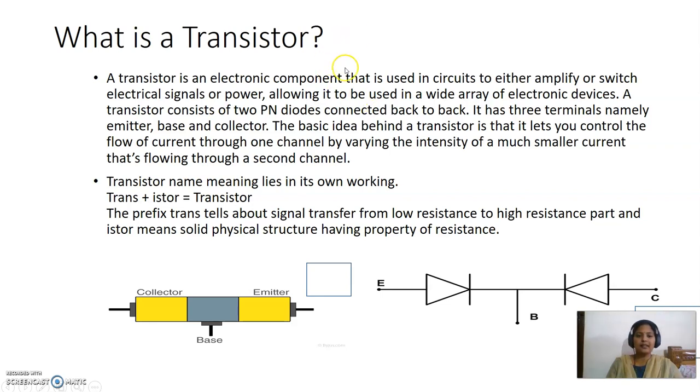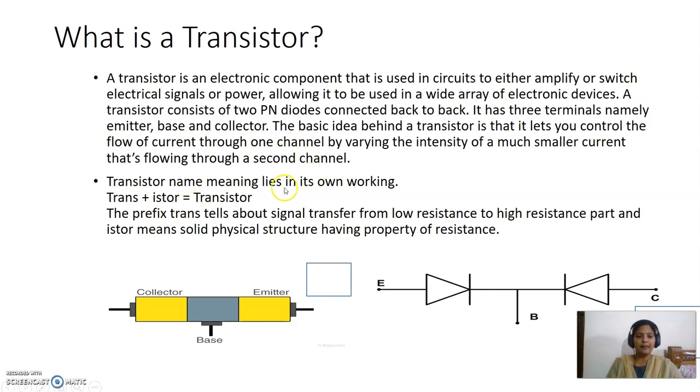A transistor is an electronic component that we use to either amplify or switch electrical signals, allowing use in a wide array of electronic devices. A transistor consists of two PN diodes back to back. They have three terminals, namely emitter, base, and collector. The basic idea of a transistor is to control the flow of current through one channel by varying the intensity of a much smaller current that flows through a second channel.